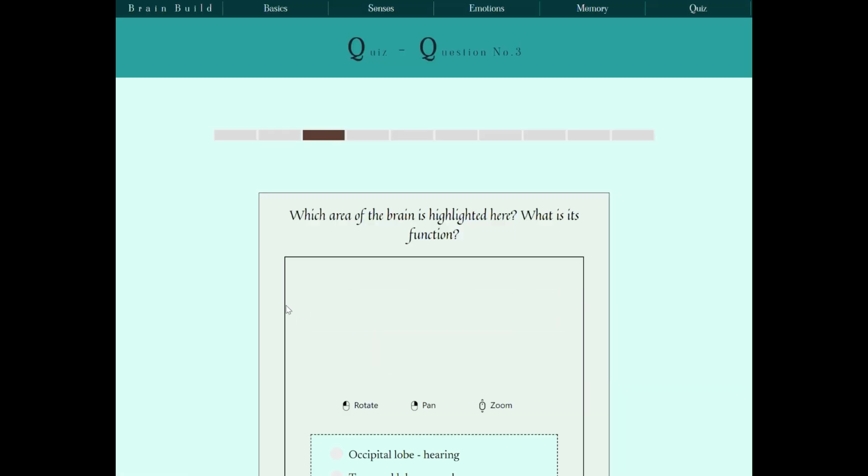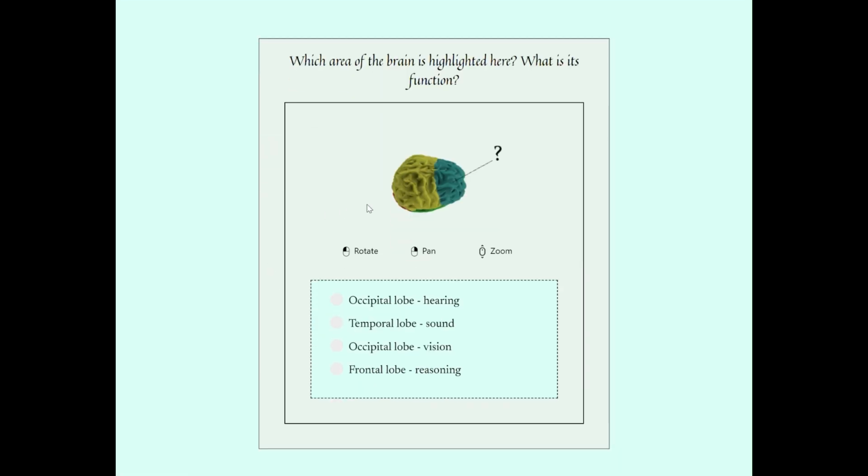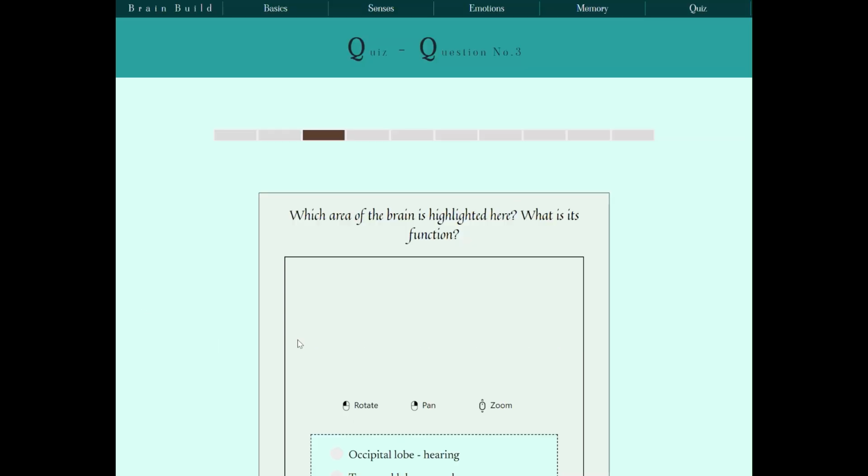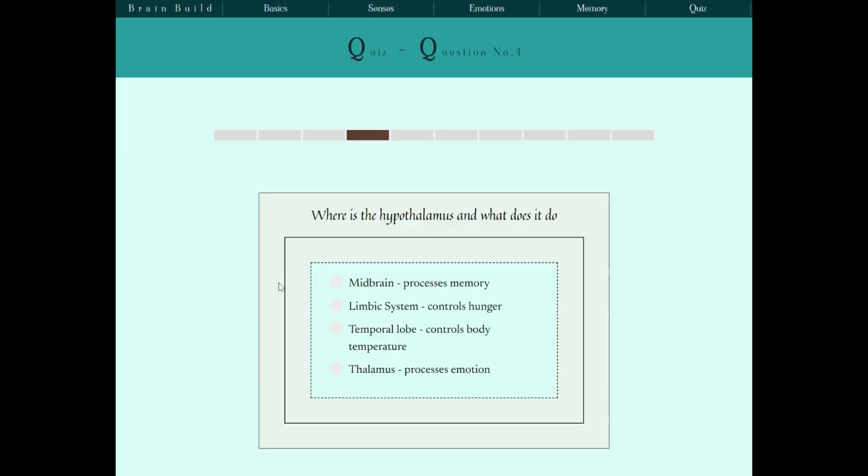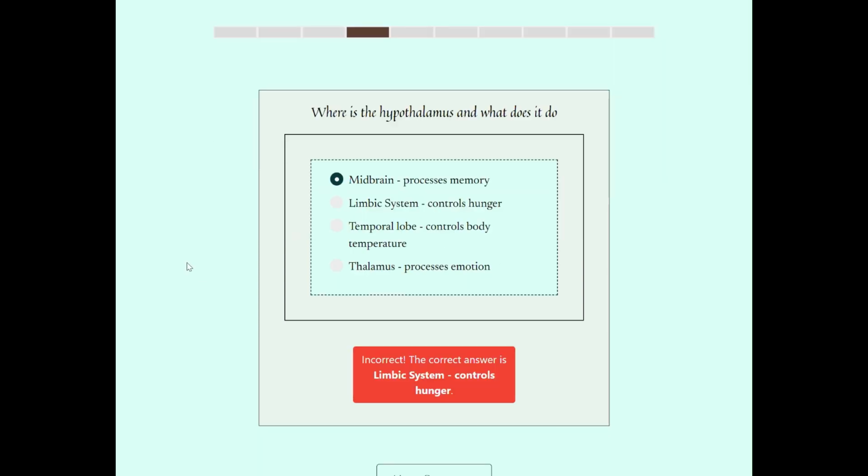Great job. Which area of the brain is highlighted here? That is the frontal lobe. Yep. What's the hypothalamus and what does it do? Midbrain? Oh, no. It's the limbic system. It controls hunger.